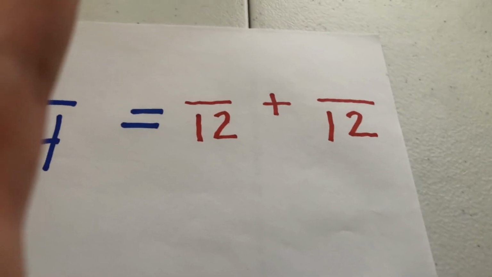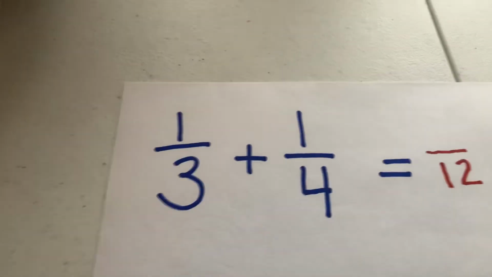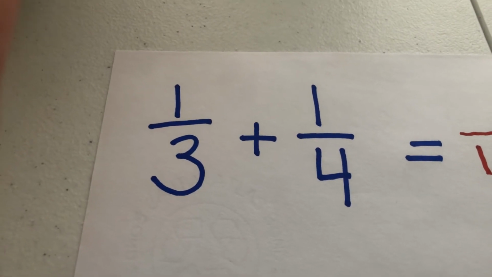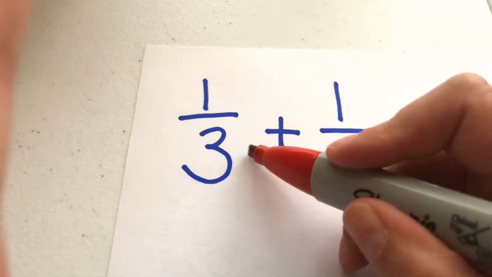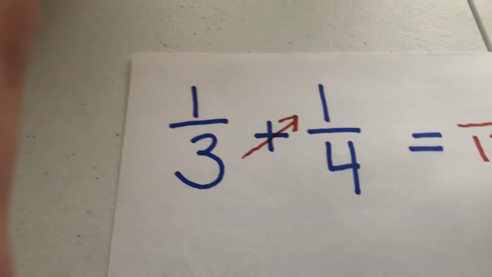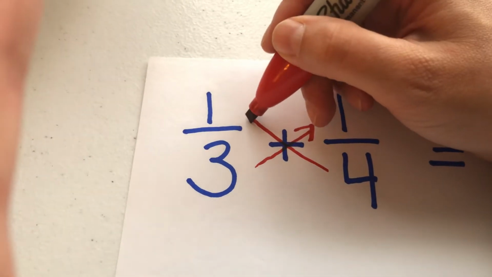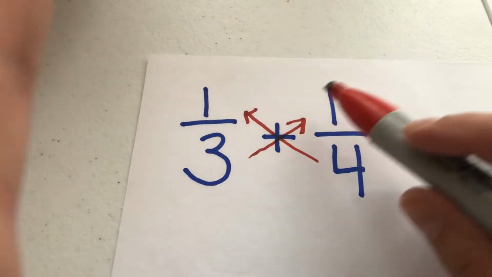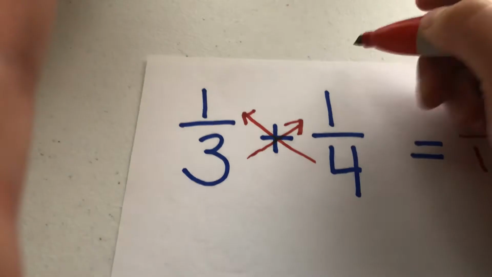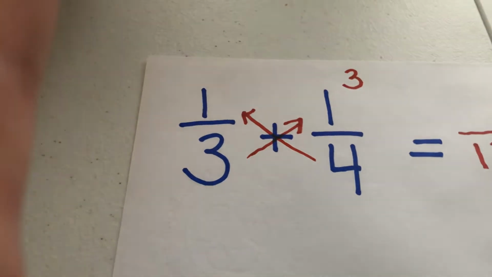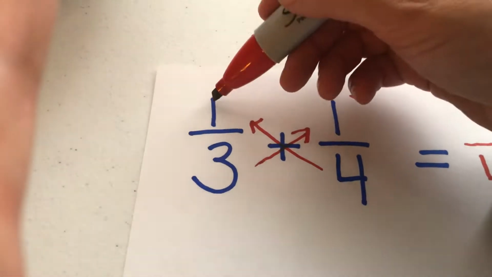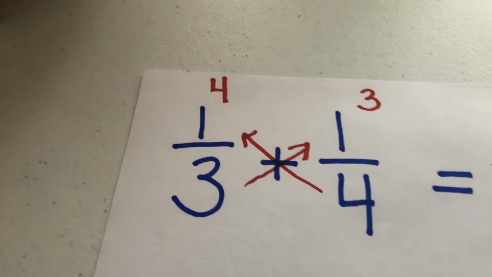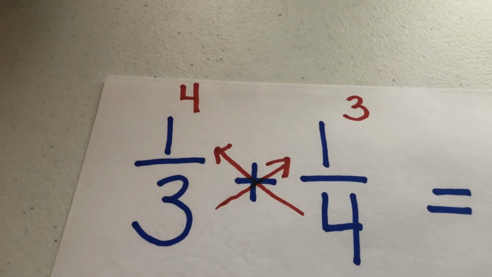So we can't use the old numerators. We're going to have to get new numerators. How are we going to do it? We're going to do it by cross multiplying, just like we used to cross multiply when we were comparing fractions. Okay? 3 times 1 is 3. 4 times 1 is 4. Now we have 2 new numerators.